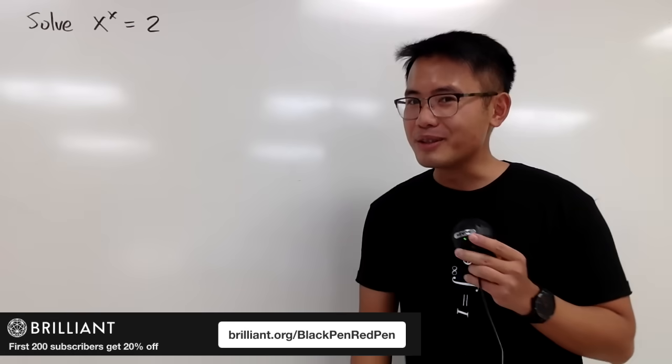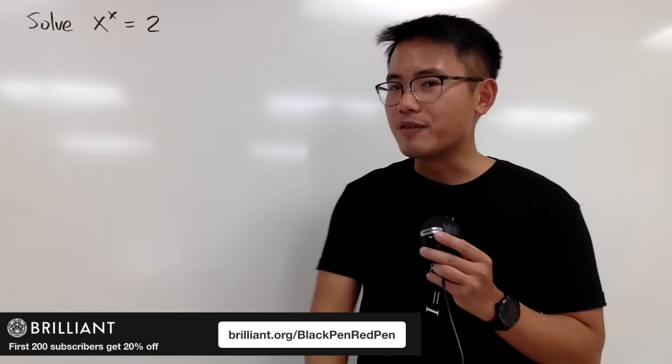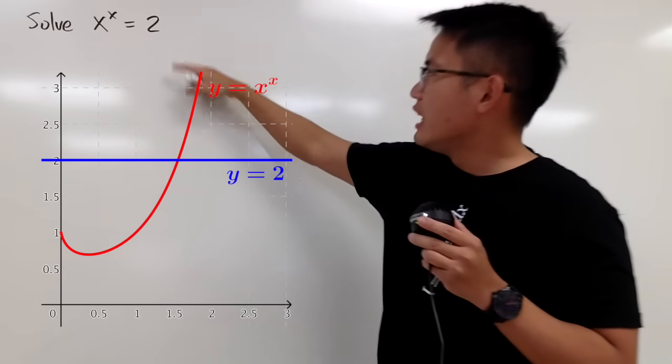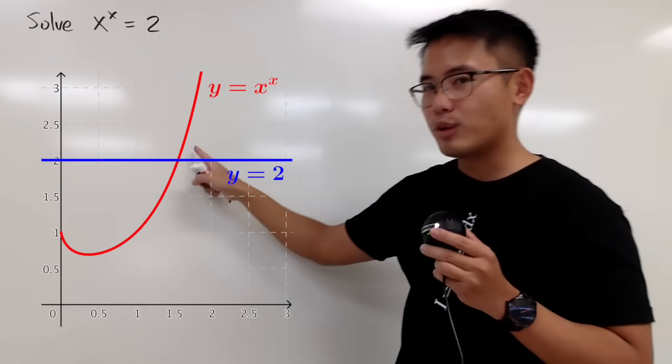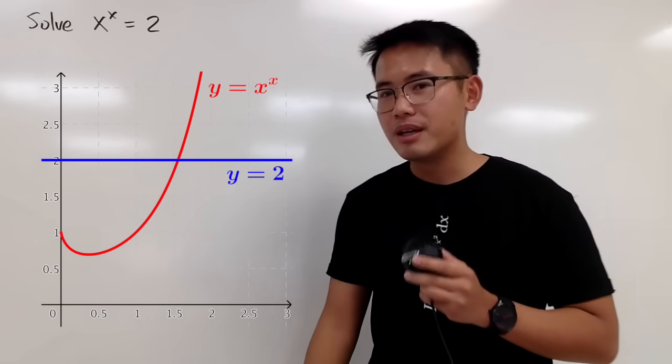Alright, I'm going to show you guys how to solve this equation right here: x to the x power equals 2. First of all, if you graph x to the x power, the curve looks like this. And if you graph 2, you get a horizontal line like that. They do intersect each other one time, so we do know we have one real solution to this equation.